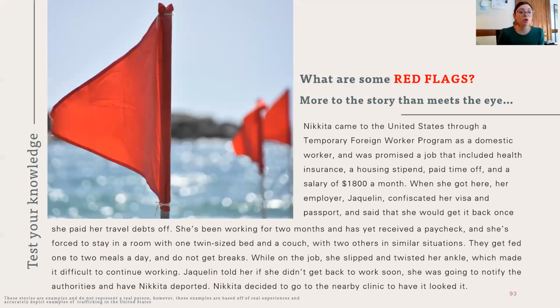Nikita is here through a worker program, but doesn't have the documentation needed. If this was to be reported right away, this could put Nikita in more trouble without getting the backstory to what might have happened, right? It's important to build that rapport so that if Nikita felt safe enough to disclose, she could share this information with her provider.